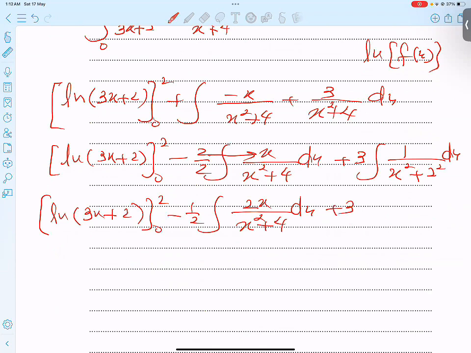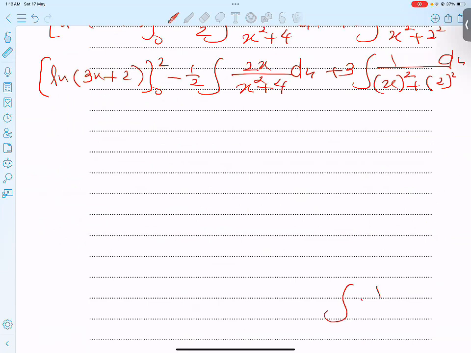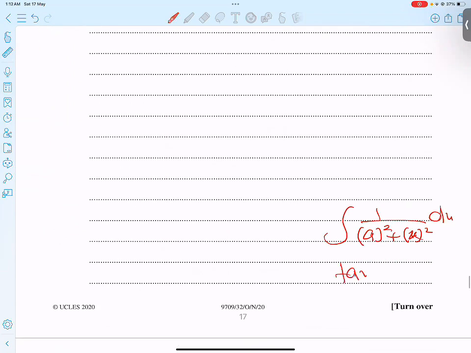And here I'm writing, I'm keeping the same, and basically we have a square of x and square of 2. And we have a formula. What is the formula? Whenever we have the integration of 1 over a squared plus x squared, what is the answer for it? The answer is tan inverse x by a outside, and here 1 by a. So this basic formula I'm going to use.